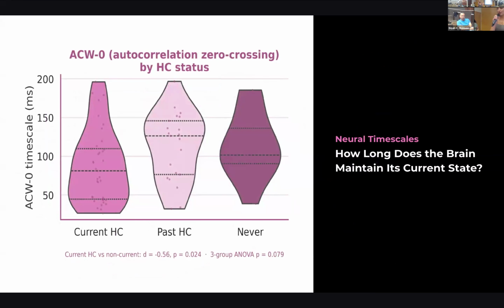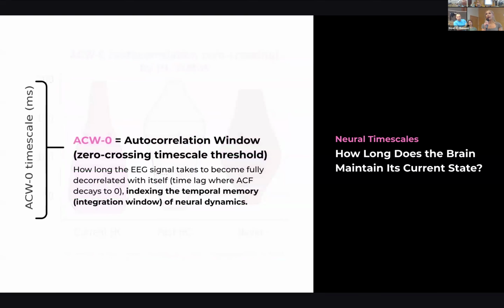Cool. So I'll just talk a little bit about the temporal analysis we did. So just kind of complementary to the spectral offset and exponent that we looked at in the aperiodic signal, we also quantified the neural time scale, or basically the time that the signal takes to decay, where it's no longer correlated with itself at all in a previous lagged version. And this is thought to basically index the temporal memory of a signal, or the integration window that allows it to remain stable over time.